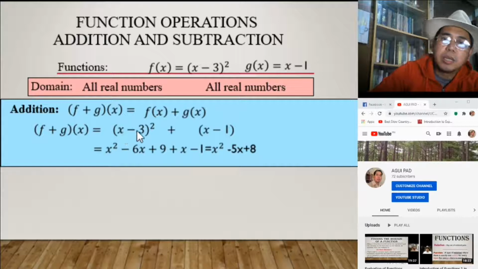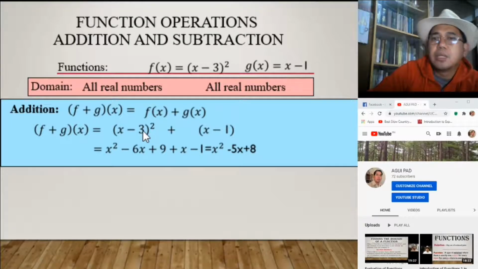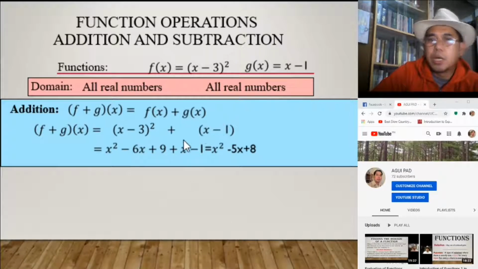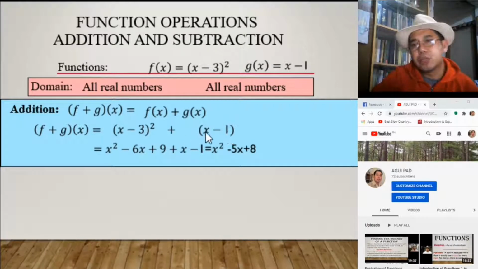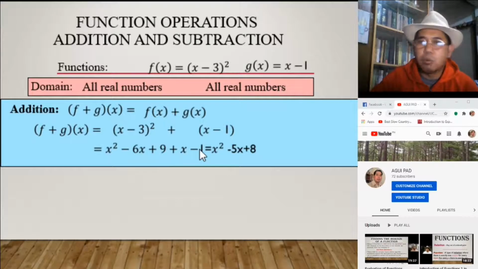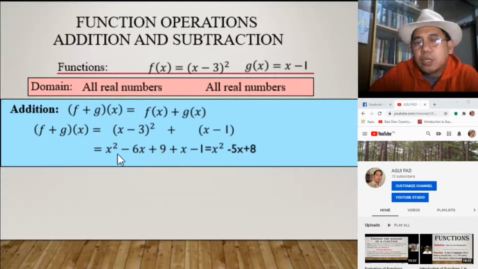Now x multiplied by 3, multiplied by the constant 2, will give you negative 6x. Of course, this one, negative 3 raised to the second power, will give you a result of positive 9. Now, as we said last time, when the expression is positive, you can just remove the enclosure symbol, so it will give you x minus 1. So the symbol for the addition we have in here is plus.